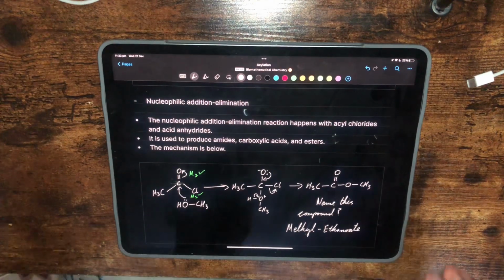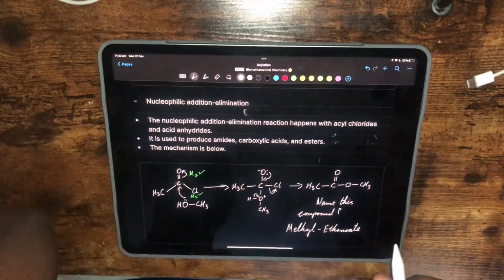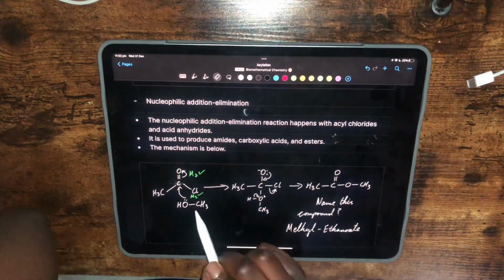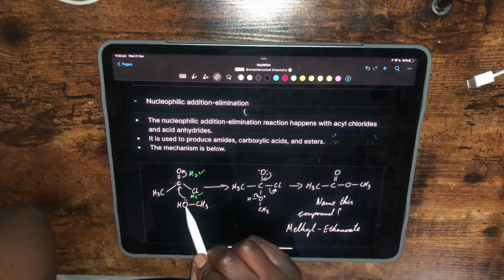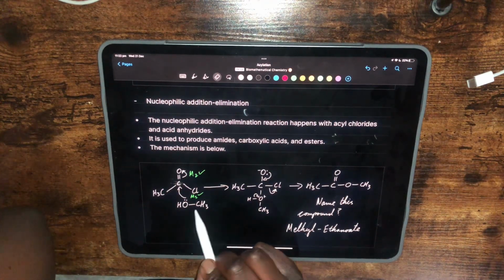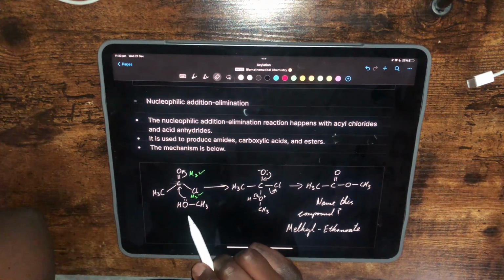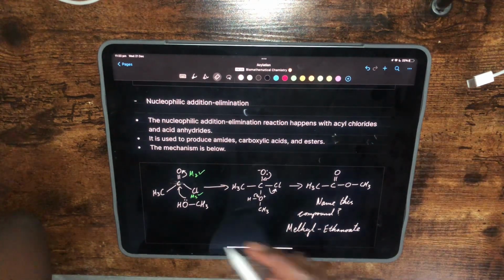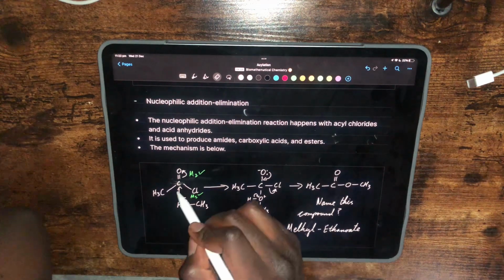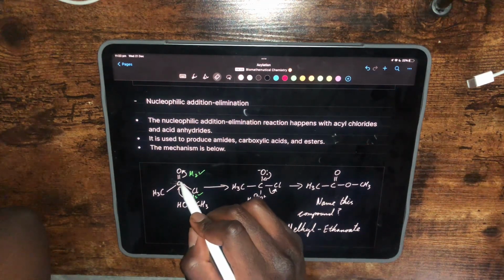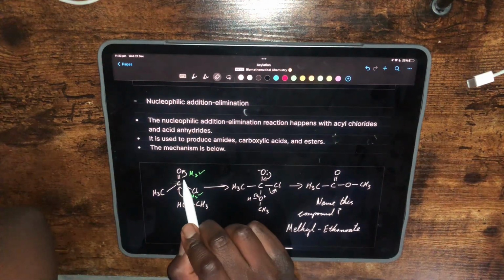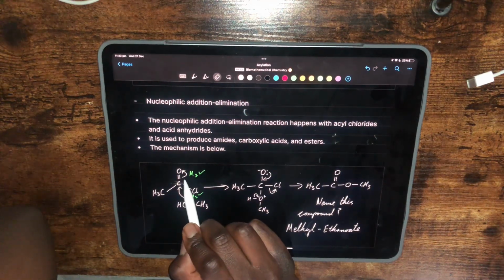Right, now coming to the marking points of this. For the first mark, it will come from the lone pair on the oxygen on the hydroxyl group of methanol going to the central carbon atom. The second mark would come from you showing that you're breaking the double bond in the carbon of the group.